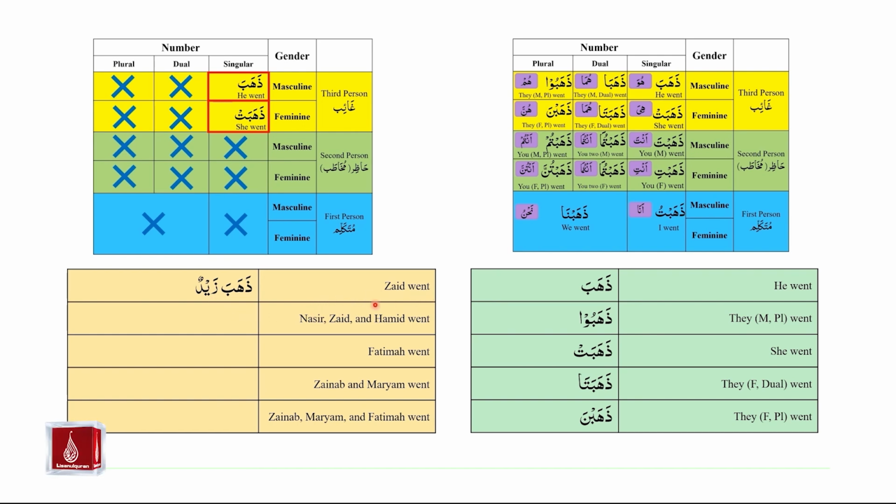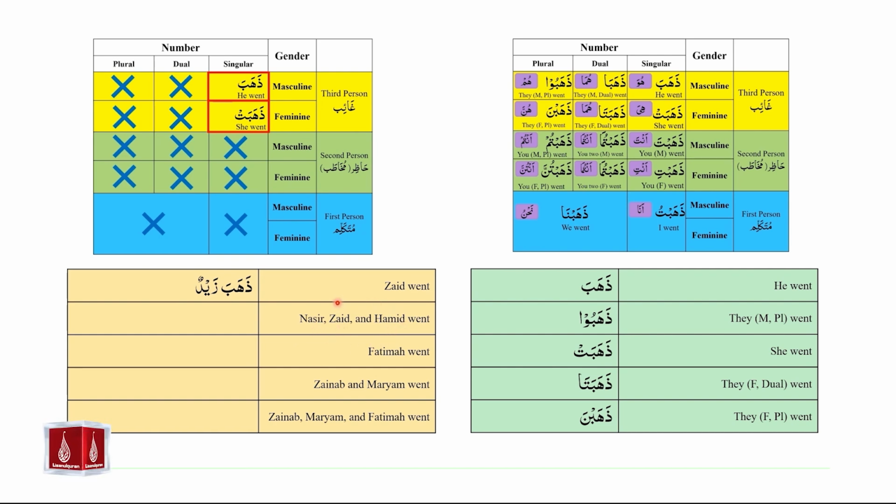Nasir, Zaid and Hamid went. So again, Nasir, Zaid and Hamid, these are examples of nouns. We are not using them as pronouns. So we are not going to look at this table and pick the option of Zahabu. That will be incorrect. Nasir, Zaid and Hamid are masculine. Nasir, Zaid and Hamid are nouns.